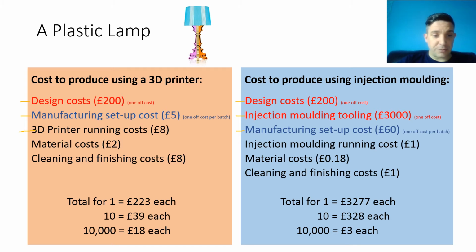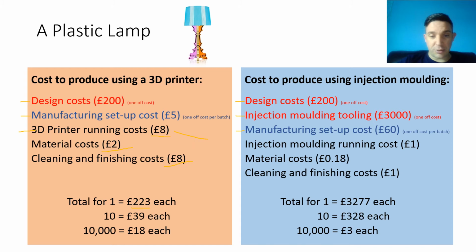So if we go back over to our 3D printer, our 3D printer running costs I've put down as £8, raw material costs as £2, and then a cleaning and finishing cost of £8. So if we look down here, if we're making one of these using a 3D printer and we were implementing the design costs in, we would be looking at £223 each.